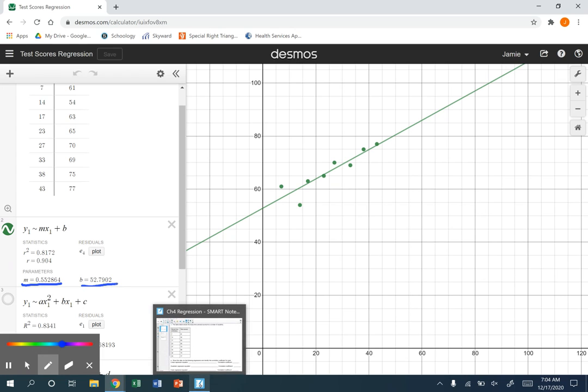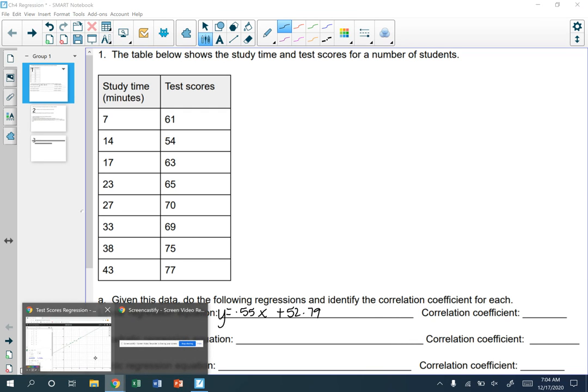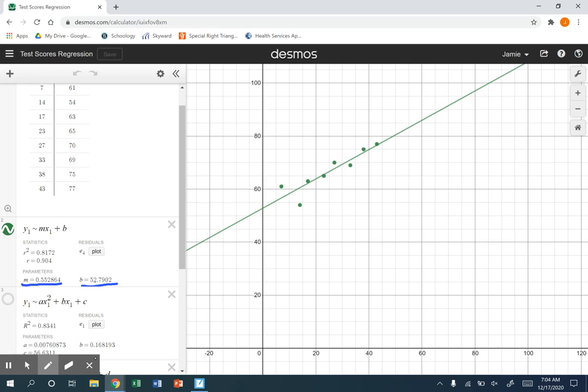Okay, so I'm going to go back to our worksheet here. And the linear regression was y equals, our m value was, we can just round here to the second place value, 0.55x plus 52.79. And that I got, remember, just from looking at m and b.